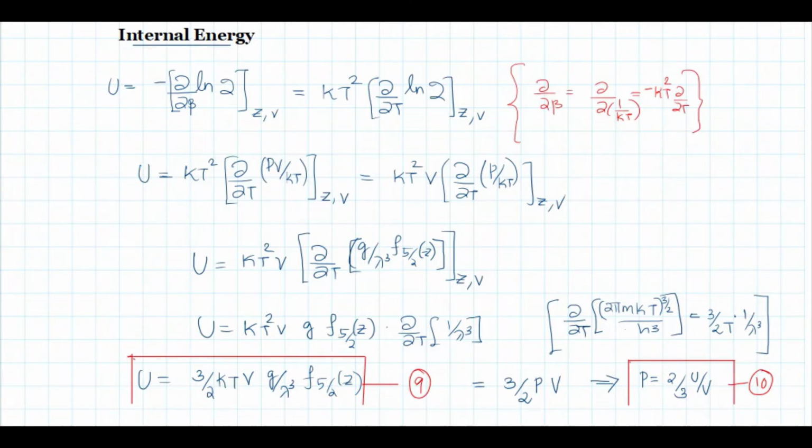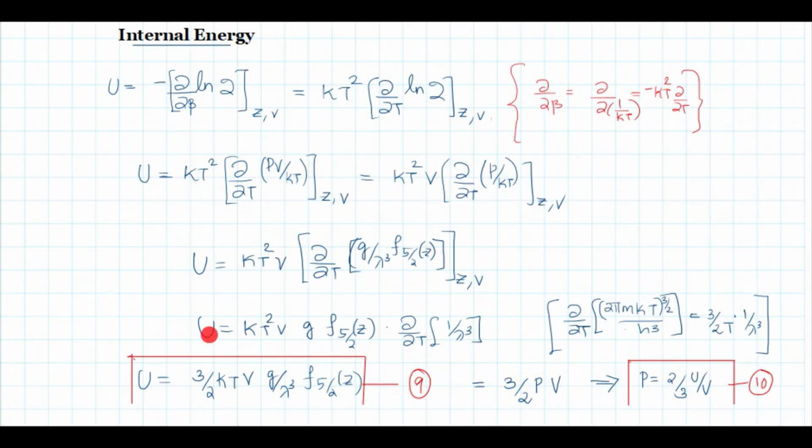Now we will find an expression for internal energy. By definition, U equals minus dou by dou beta of log grand partition function at constant Z and V. But dou by dou beta is nothing but dou by dou of 1 by kT, and that is minus kT square dou by dou T. Substituting that, you get kT square dou by dou T of log theta at constant Z and V. But log theta is nothing but PV by kT. You can take this V outside, so this becomes kT square V into dou by dou T of P by kT. But P by kT is g by lambda cube f phi by 2 of Z.